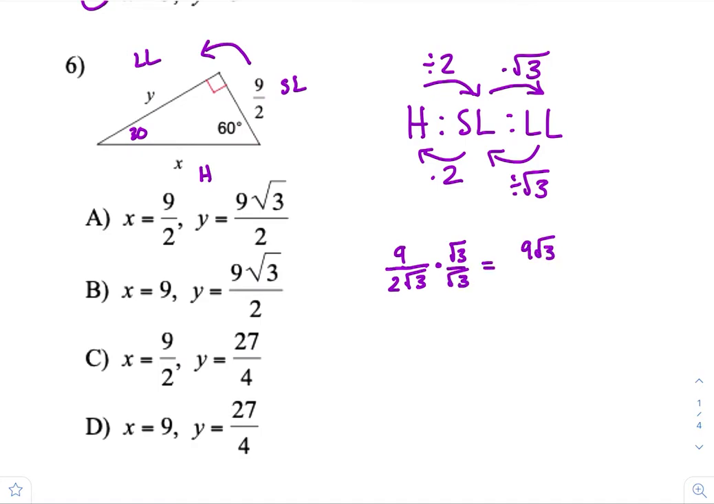9 square root of 3. So remember, square root of 3 times square root of 3, you guys, is 3. So 2 times 3. 9 square root of 3, 2 times 3, you guys, is 6, and you guys can simplify by dividing top and bottom by 3. So 9 divided by 3 is 3. We still keep the square root of 3, and 6 divided by 3 is 2.